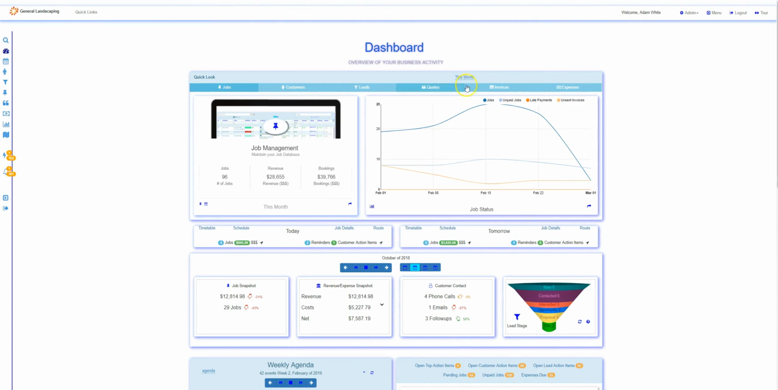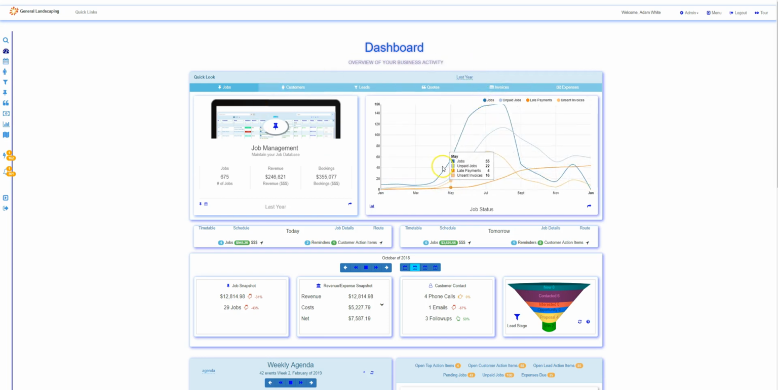Notice also that there's a time frame that we're considering. It's set up to only look at information for this month. Let's change that to a longer time period. Let's check out last year. So now all the information that we're looking at is from last year.